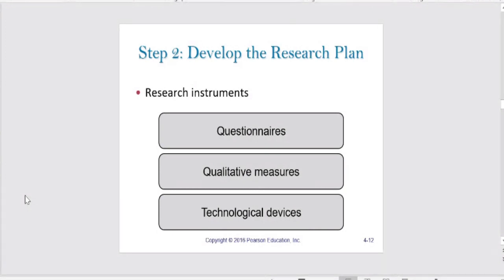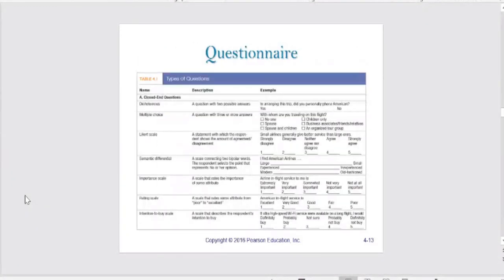Effectively, this is how we also use certain technological devices. For example, we use cameras to catch the interest of the users and look exactly at how their facial expressions are. Now, this is an example of a questionnaire. Can you see that on your screens? Yes, sir.